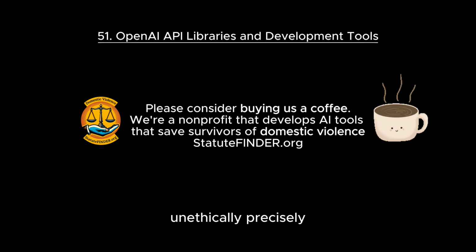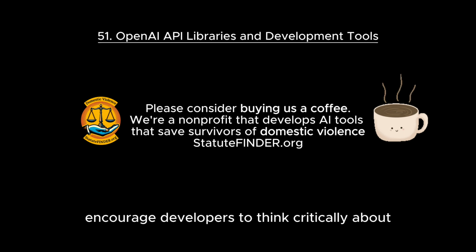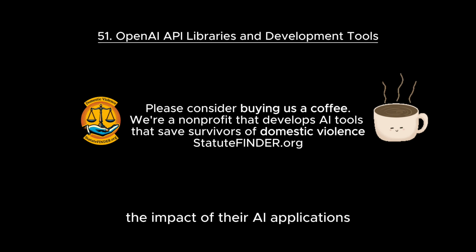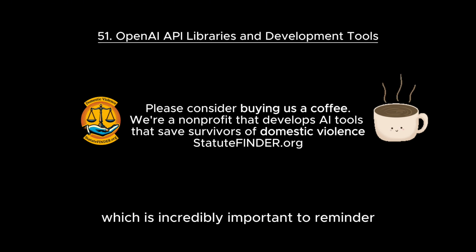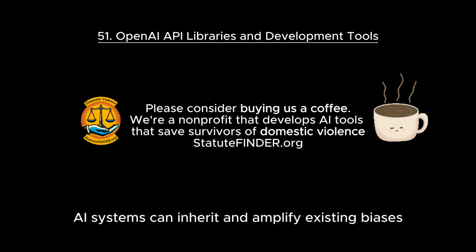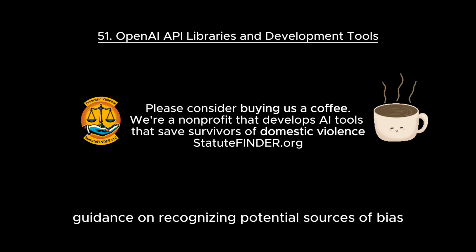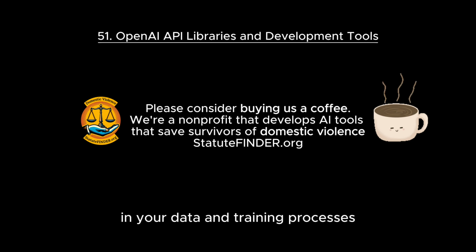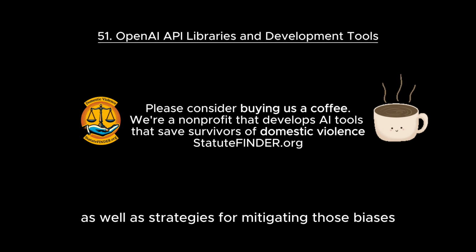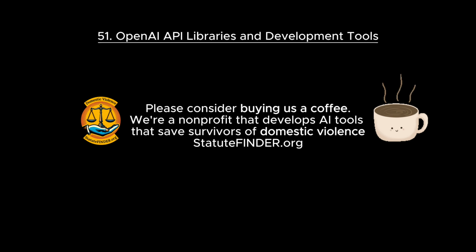responsibly and ethically. Precisely, you'll find sections that encourage developers to think critically about the impact of their AI applications and to prioritize safety and fairness throughout the development process. I remember seeing a section on how to avoid creating biased AI models, which is incredibly important. It's a reminder that AI systems can inherit and amplify existing biases if we're not careful. Right. OpenAI provides guidance on recognizing potential sources of bias in your data and training processes, as well as strategies for mitigating those biases.